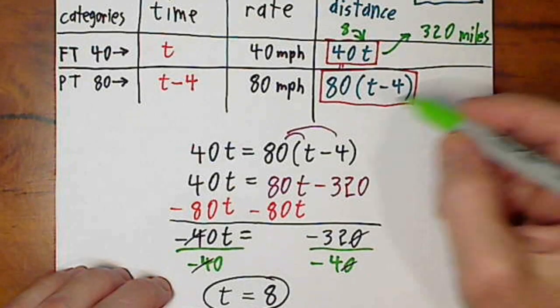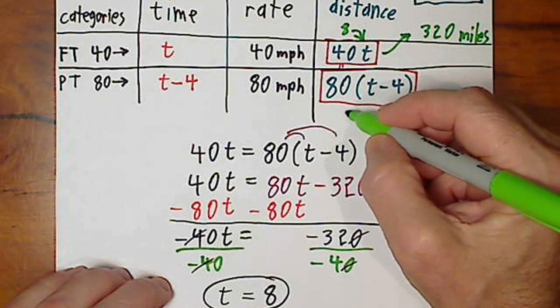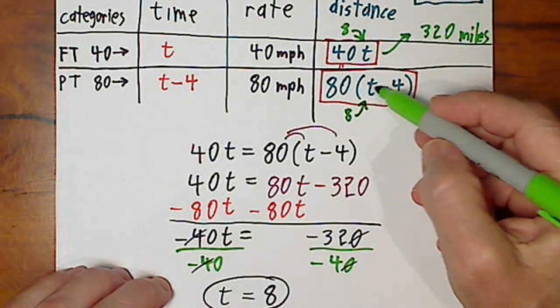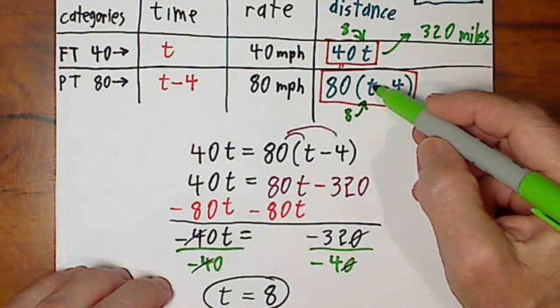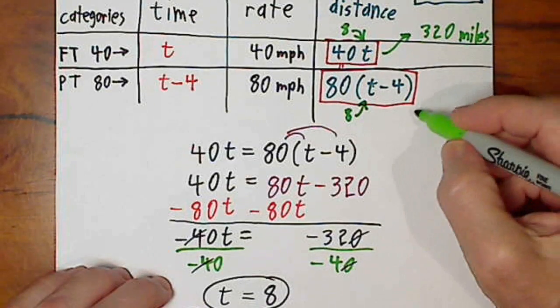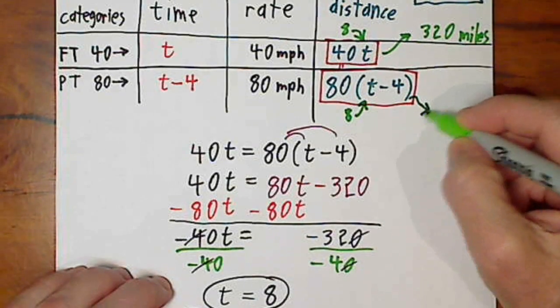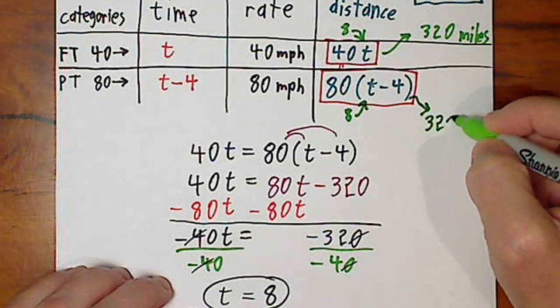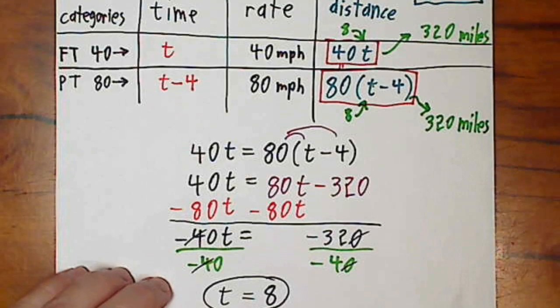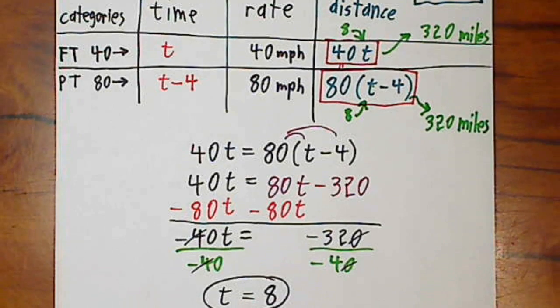Okay. I could have plugged it in here just as well. If I plug an 8 right in where the T is, 8 minus 4 is 4. 4 times 8 is 32. Tack on a 0. Out comes 320 miles. We'll take a look at the next one now.